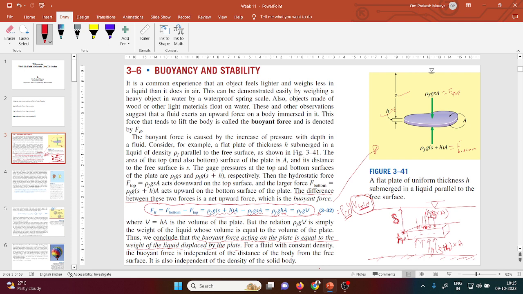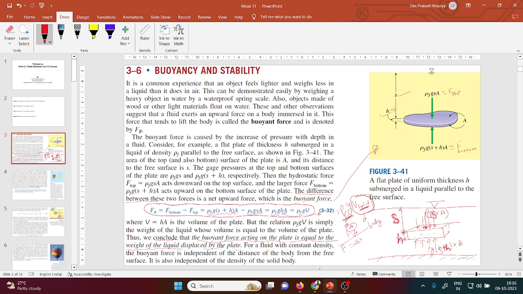Basically, this is the parameter for the fluid and this is related to the body, and this is constant. If you combine these things, you will get the weight. Weight of what? Fluid. Weight of fluid. So your buoyant force is equal to what? Weight of fluid displaced per unit volume.